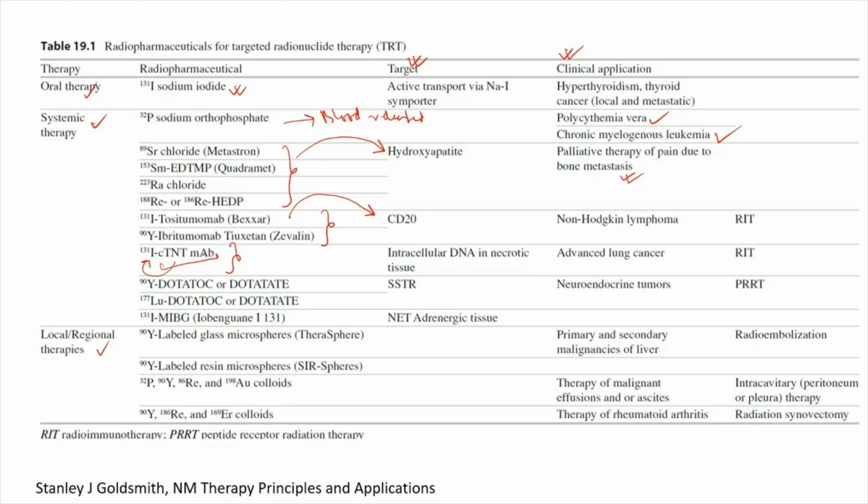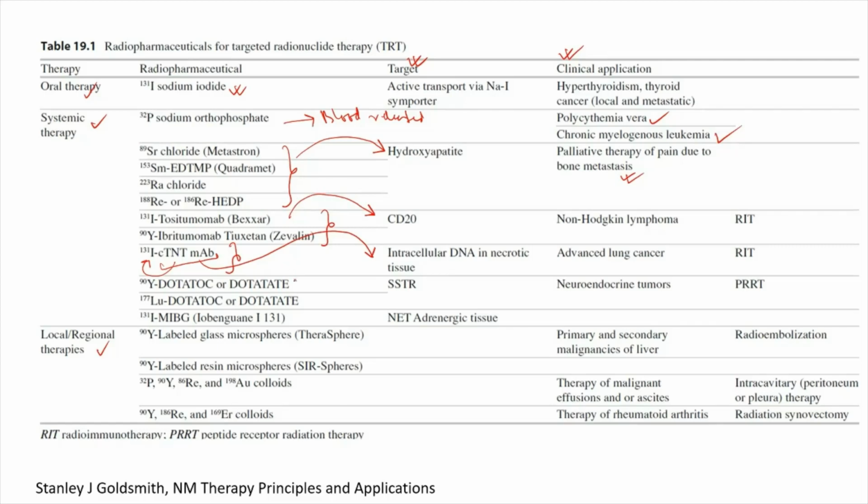131. So, the target for this pharmaceutical is the intracellular DNA in necrotic tissue. And this pharmaceutical is being used in the treatment of advanced lung cancer, an example of a radioimmunotherapy because you are using an antibody for the same.